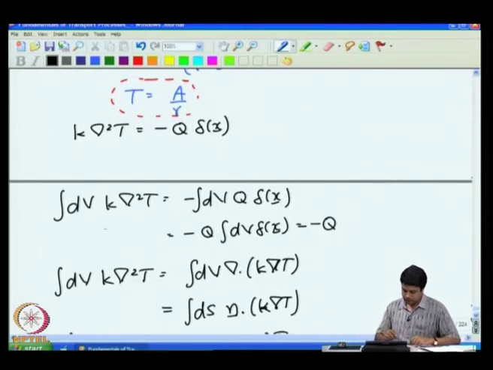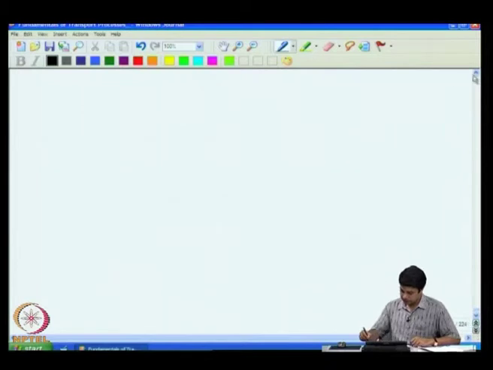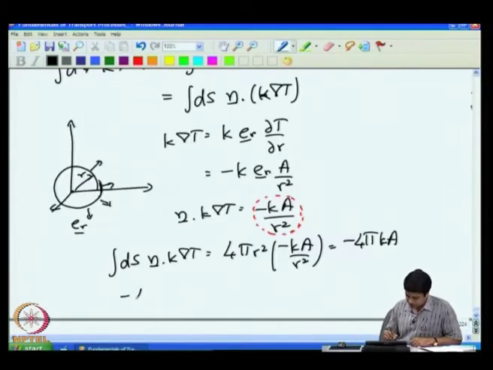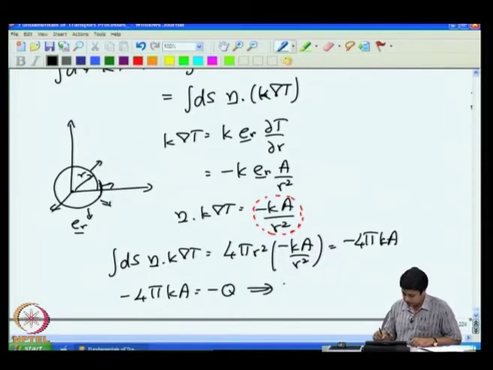Recall that the integral over the volume of k del square T was equal to minus q. Therefore, I will get minus 4 pi k A is equal to minus q, which implies that A is equal to q by 4 pi k.